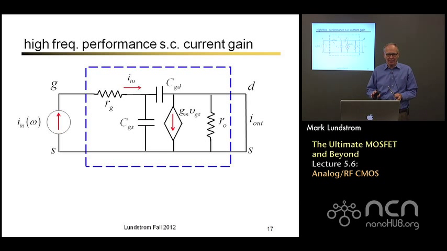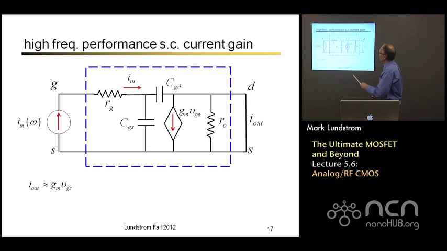Okay, so we've talked about a couple of figures of merit. Let's talk about high frequency performance, because that's an important figure of merit. So here's my equivalent circuit again. I've inserted a resistor in the gate. Here's my gate to source capacitance. I might have some overlap capacitance between the gate electrode and the drain. I might have some output resistance. And what we want to do is analyze the performance of this circuit when we squirt in a small signal current at some frequency omega, and we measure the output current at the same frequency. We'll do that as a function of frequency.